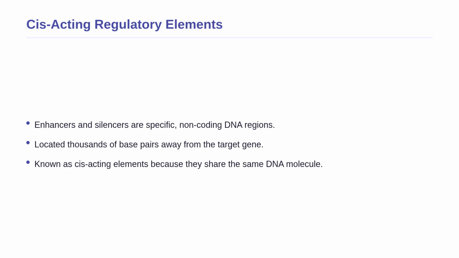Now that we have our car analogy, let us look at the formal biological definitions. Enhancers and silencers are specific non-coding regions of your DNA. Interestingly, they are often located thousands of base pairs away from the actual gene they regulate. Because these regulatory sequences are located on the exact same DNA molecule as the gene itself, biologists refer to them as cis-acting elements. The prefix cis means on the same side. These regions act as the physical control panels embedded directly within the DNA strand, waiting for the right signals to be activated.